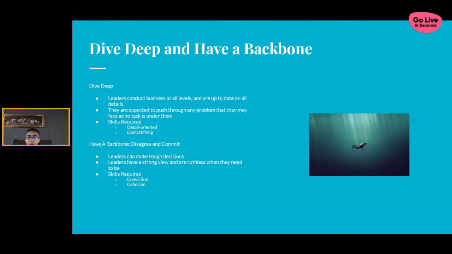Leaders also have a backbone and can make tough decisions. They have a strong view and are ruthless when they need to be. Skills required include conviction and cohesion.